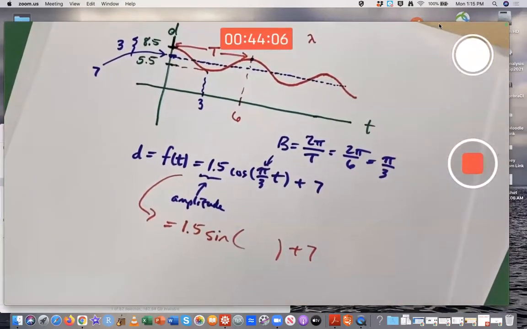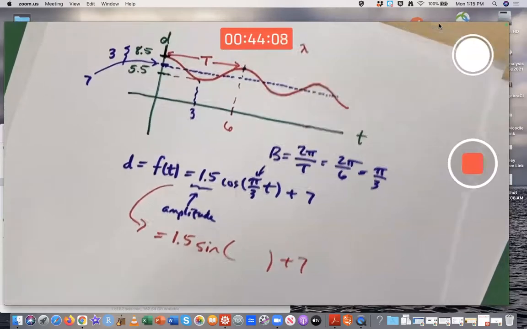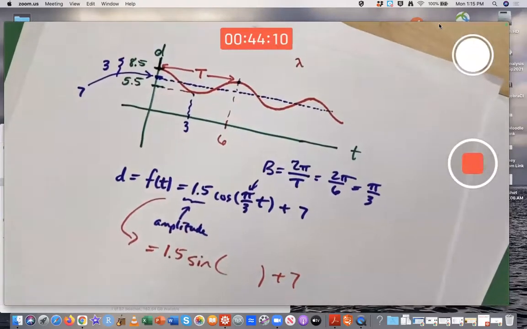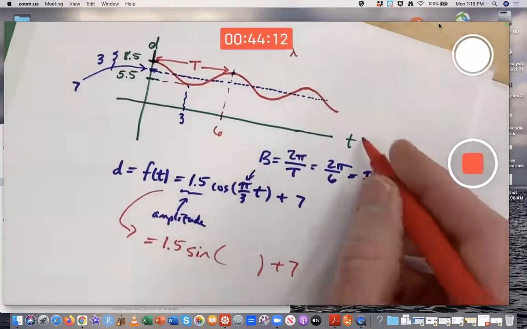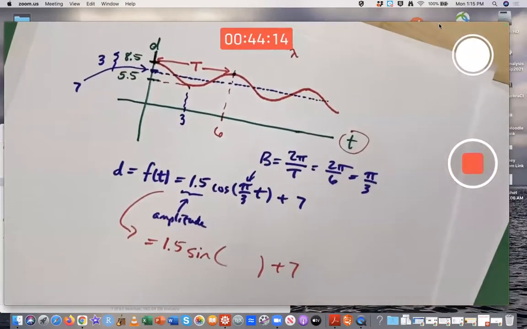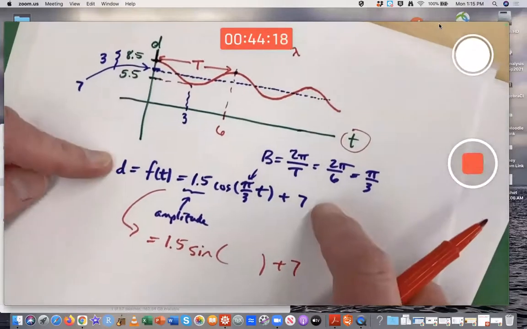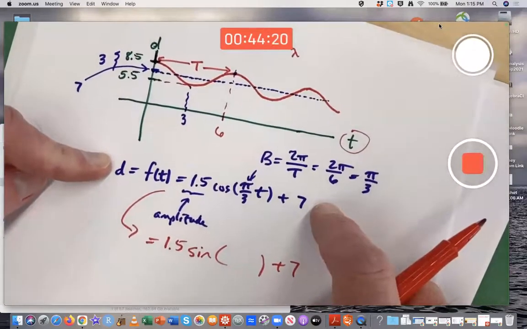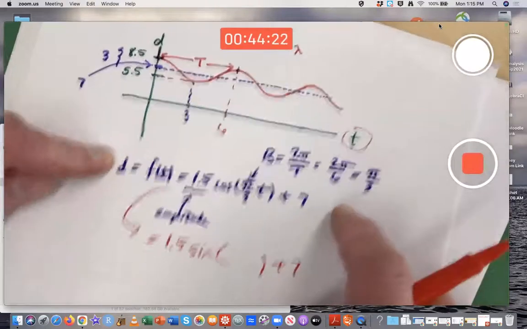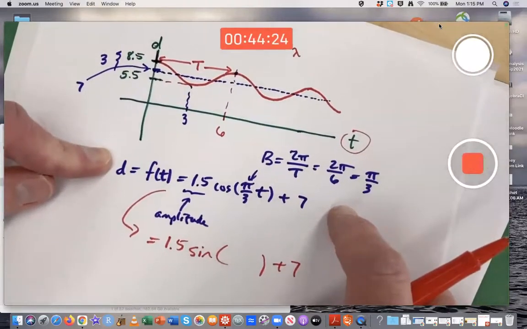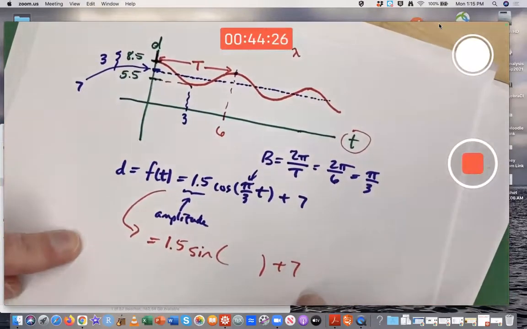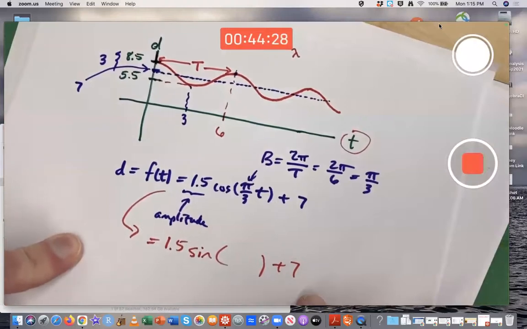But wait a minute, how can I use a sine if I'm at the peak when t is 0? When little t is 0? Well, you can, as long as you do a horizontal shift as well. This is the simplest answer right there. You should probably go for the simplest. But it is good to have the skill to understand the less simple, because there might be situations where you need those skills.